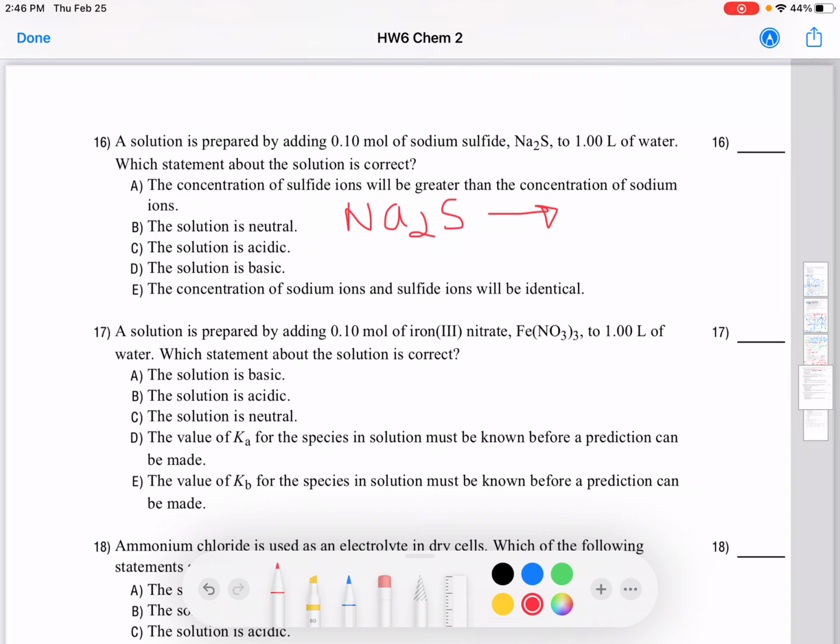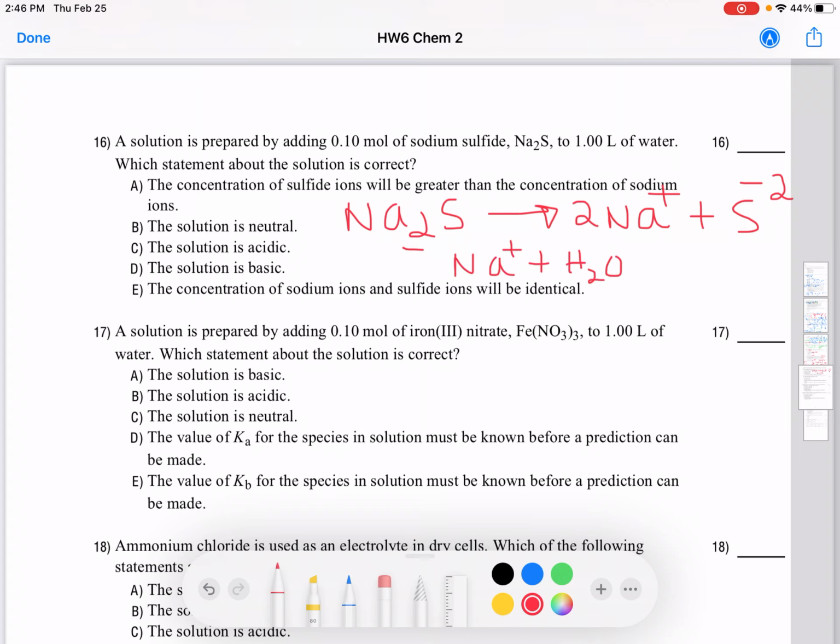Sodium sulfide is a salt. So when you put it into water, it's going to give you 2 ions, sodium ions. Since there are 2 sodiums, so 2 sodium ions, and sulfide. Sulfide has charge -2. Right? And then you're going to see, is sodium going to react with water? What do you guys think?